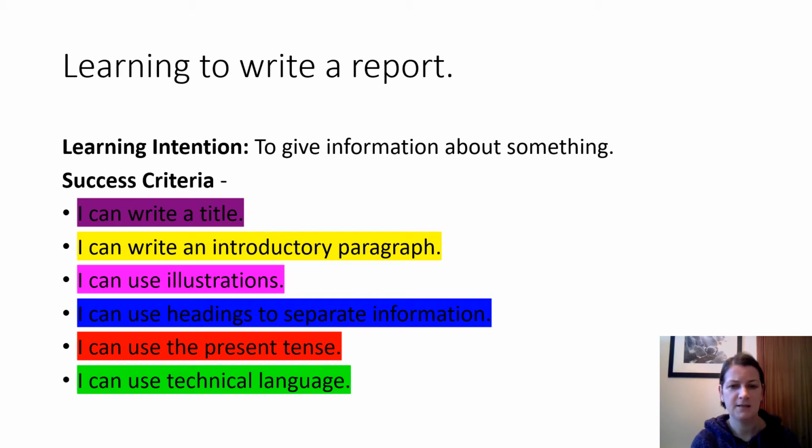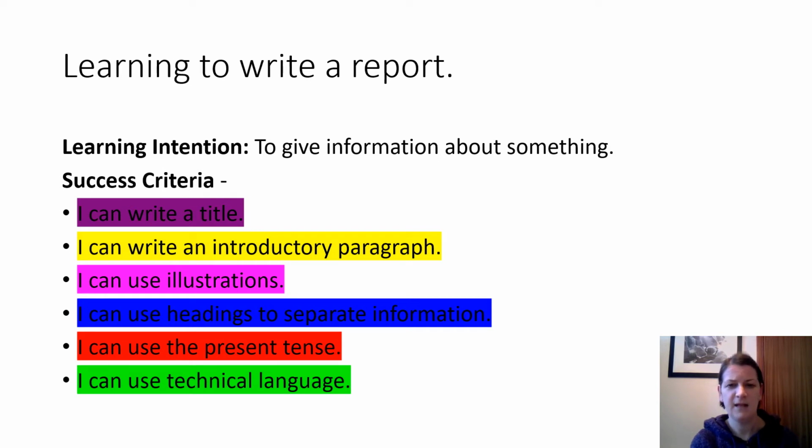Your learning intention is to give information about something, and your success criteria is to include a title, an introductory paragraph, and some illustrations. You must also separate your information by using headings. Finally, you must include some technical language about the subject and write in the present tense using it, is and are, and for example, when using the verb it spins rather than it has spun or when it will spin.